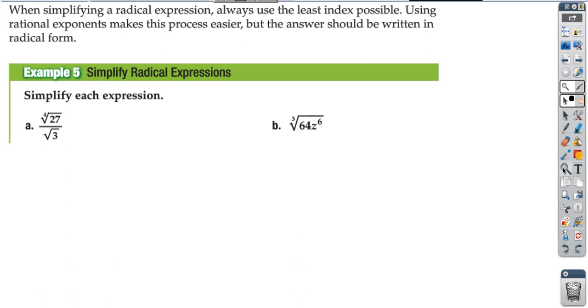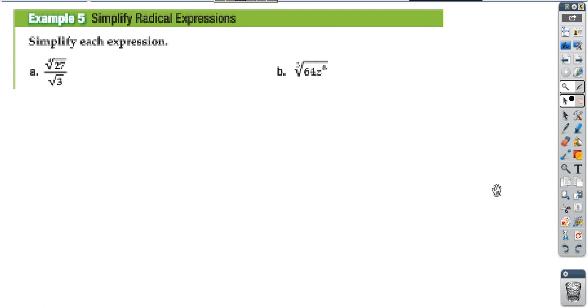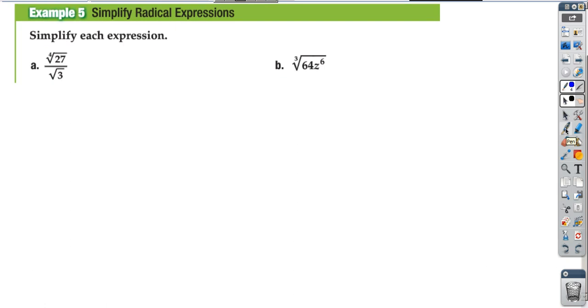Alright, how do we simplify things like this when you have two radicals on top of each other? What it says here is always use the least index possible. Basically what that's referring to is the type of root that you're taking. So the first one doesn't look like we can even do it because we're taking the 4th root on the top and then the square root on the bottom.